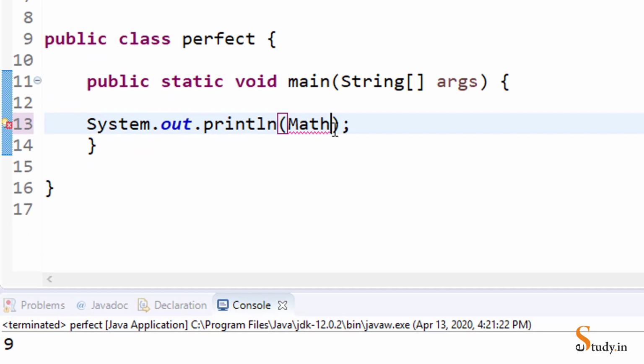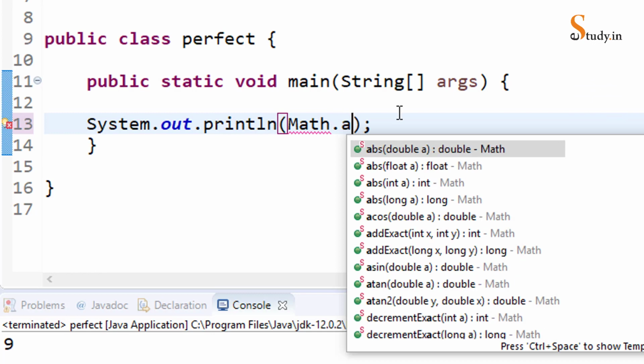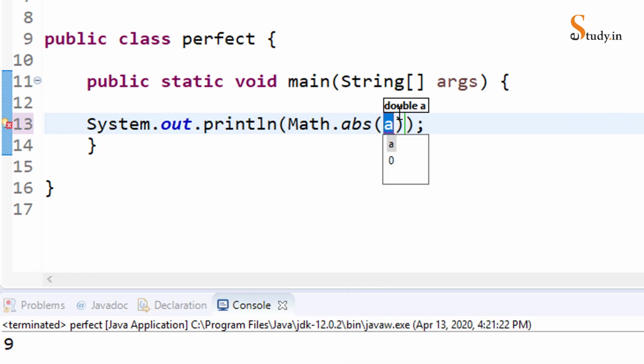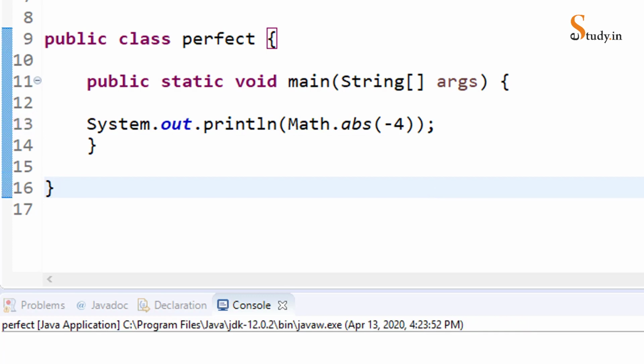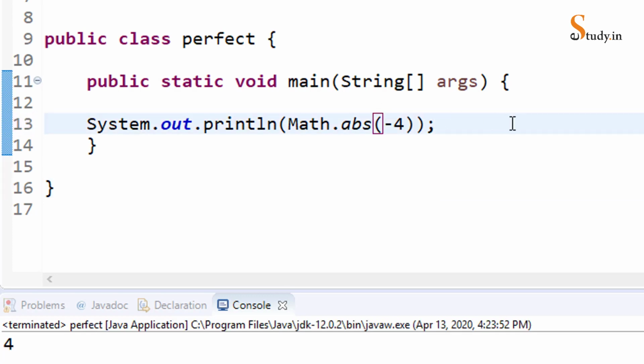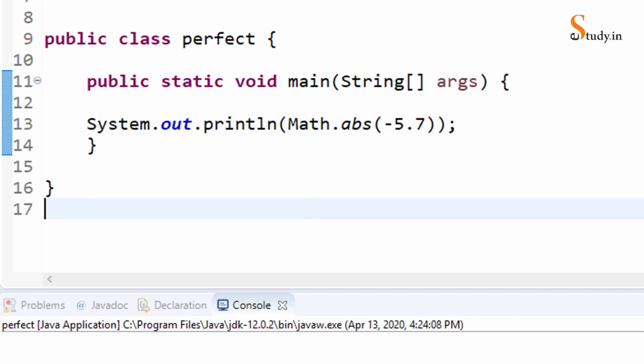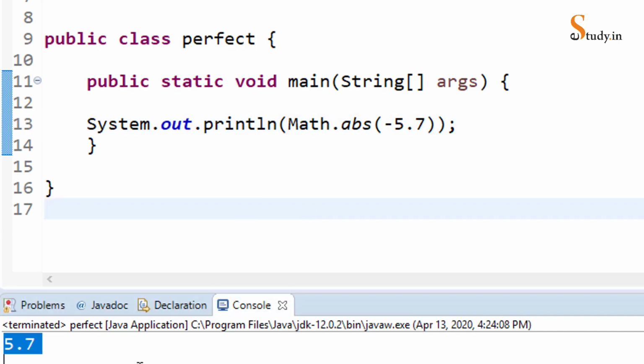So let us try this out. We have dot abs, and let us enter minus 4. So when you enter minus 4, you get 4, okay, and if you enter a positive number 4, again you get 4, and when you enter a double value, let's say minus 5.7, so we get 5.7, as you can see here. Okay, so this is how the absolute function works.